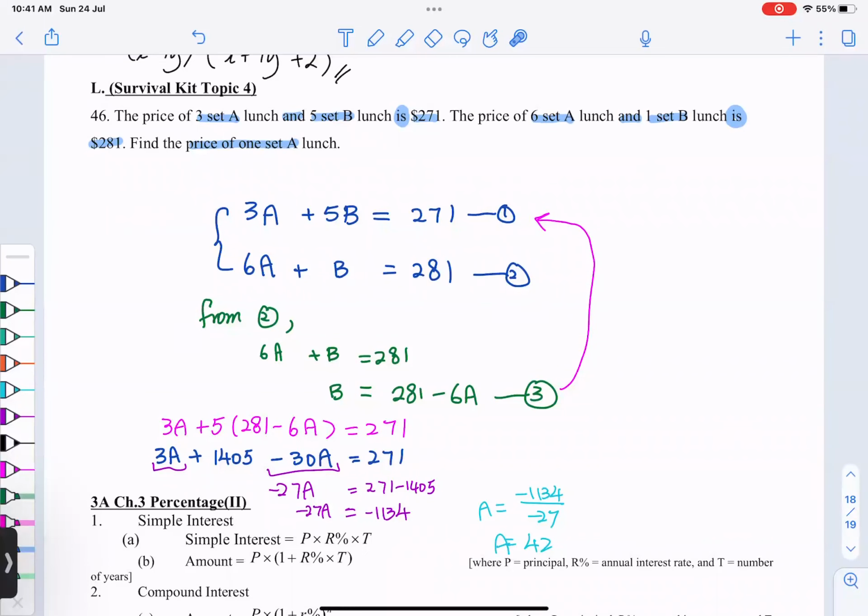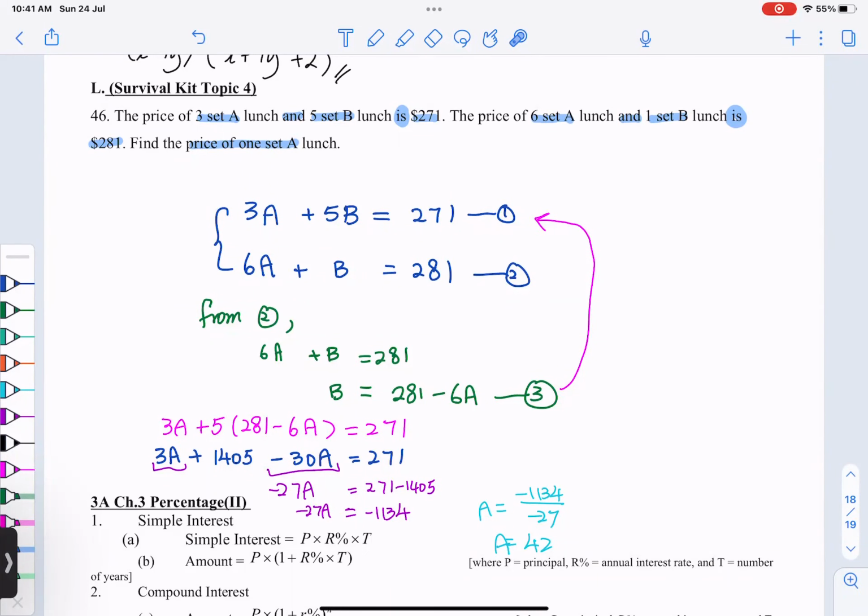So that's all for this type of question. Somehow the screen stopped. Yeah, so we are just back.